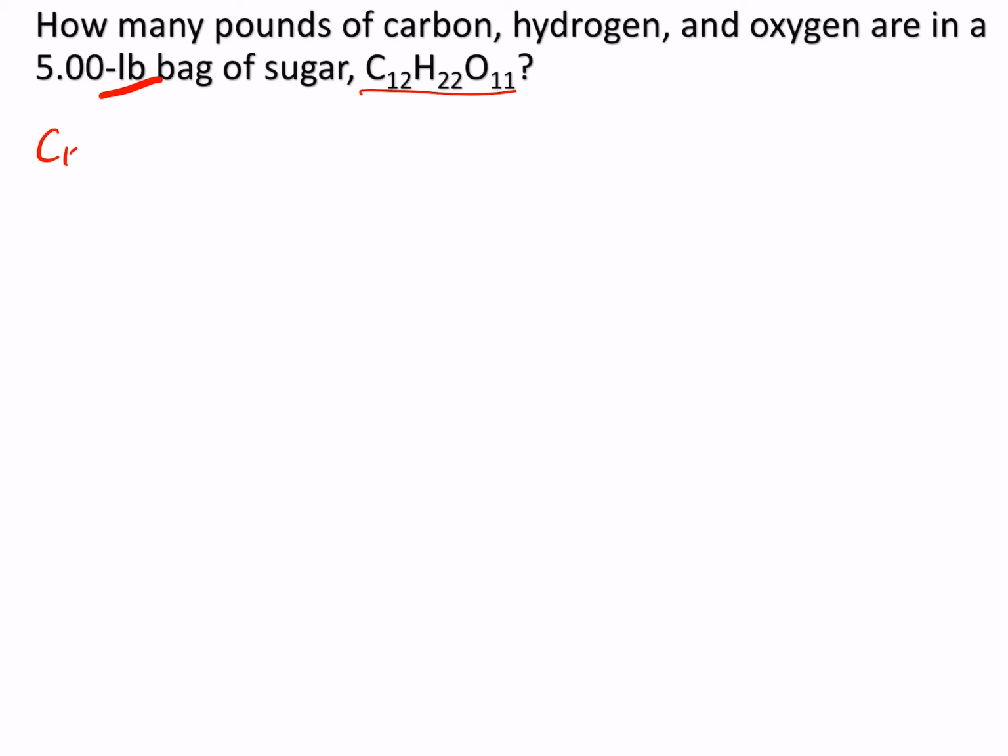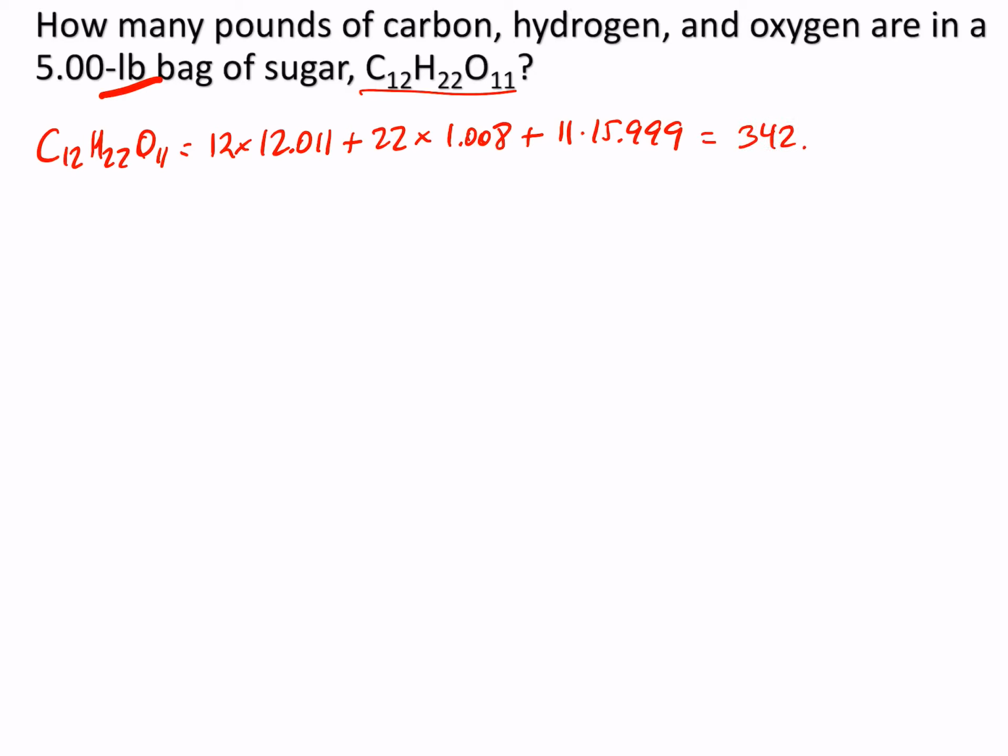So we need the molar mass for sugar, right? If sugar is C12H22O11, then the molar mass would be 12 times 12.011 plus 22 times 1.008 plus 11 times 15.999. That would be equal to 342.297 grams per mole.